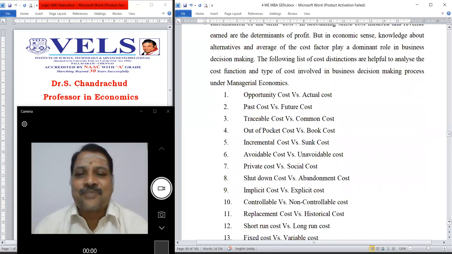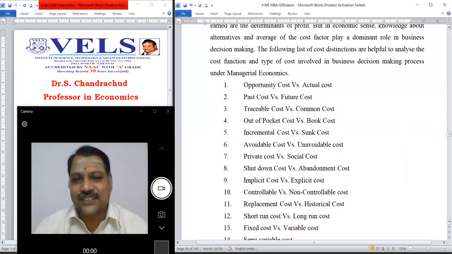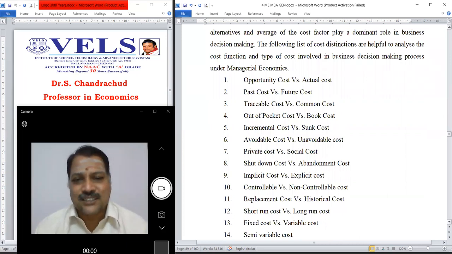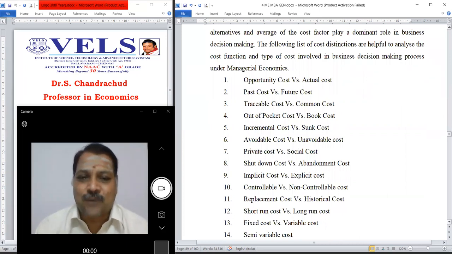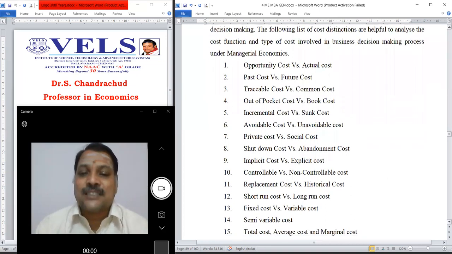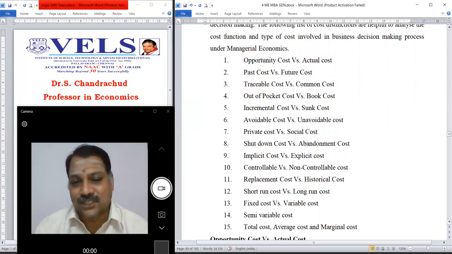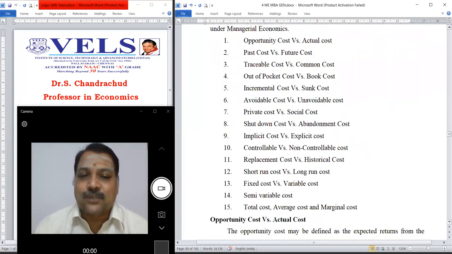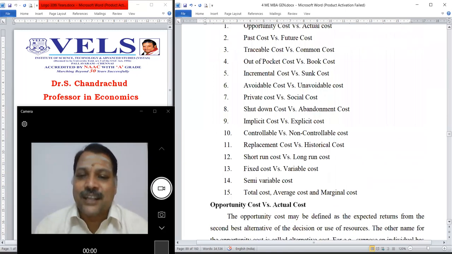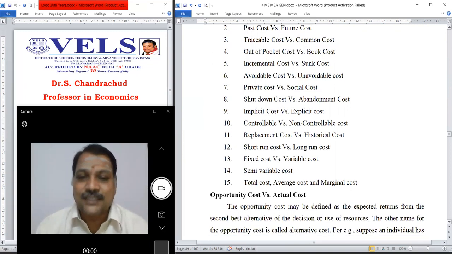The first one is opportunity cost versus actual cost. Second one is past cost versus future cost. Third one is traceable cost versus common cost. Fourth one is out-of-pocket cost versus book cost. The fifth one is incremental cost versus sunk cost. The sixth one is avoidable cost versus unavoidable cost. Seventh one is private cost versus social cost. Eighth one is shutdown cost versus abandonment cost. Ninth one is implicit cost versus explicit cost. The 10th one is controllable cost versus non-controllable cost.